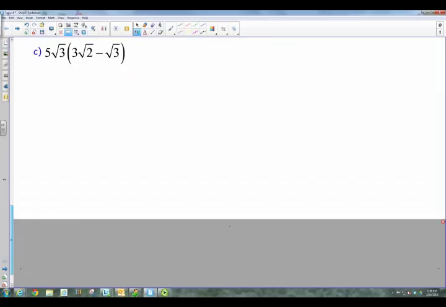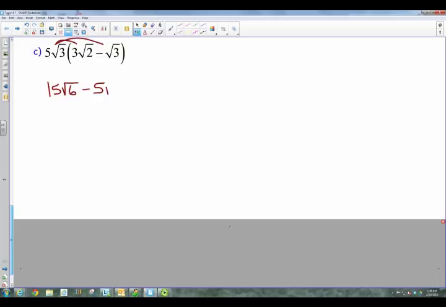Okay, so we go through and we distribute. So the first term through gives us 15 square roots of 6. Okay, so the 5 times 3 is the 15, 3 times 2 is 6. Multiply the next one through. Well, this is 5 times a negative 1 basically, so you got a negative 5.